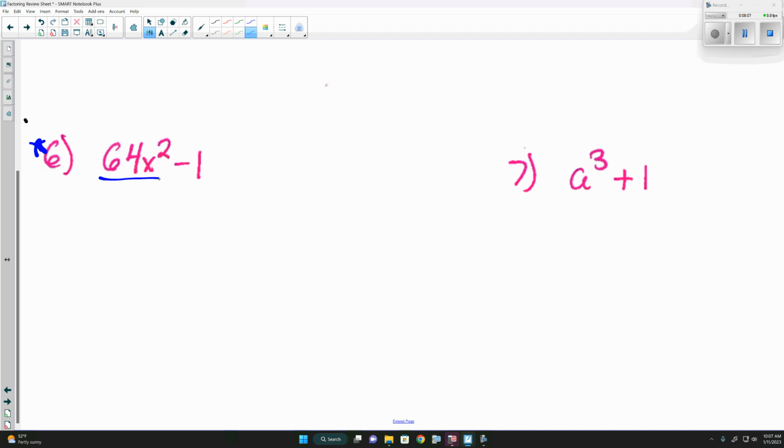So, is 64 a perfect square? It would be 8. So really, we can think of this as 8x squared minus what times itself is 1. So with our a squared minus b squared is equal to a plus b times a minus b. A in our case is 8x. B in our case is 1. So to follow the pattern, it would be 8x plus 1 times 8x minus 1. And that's it.